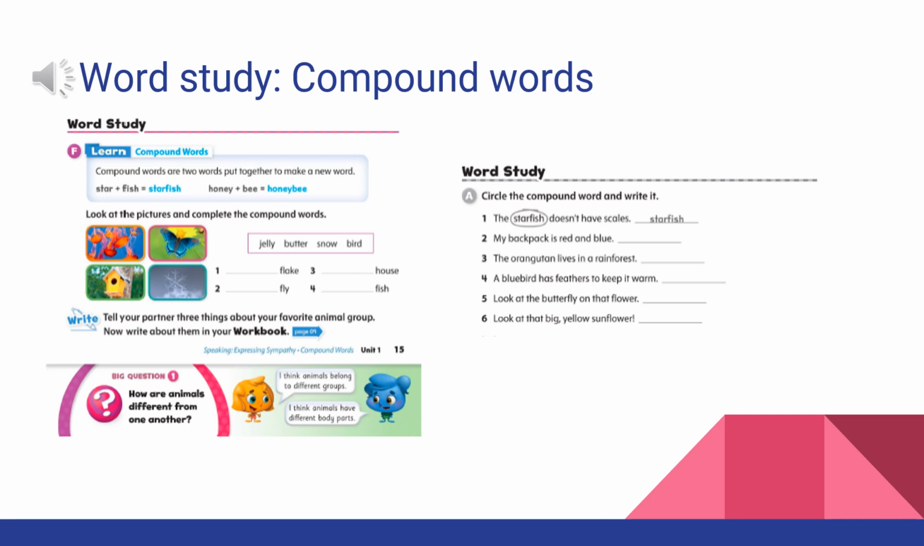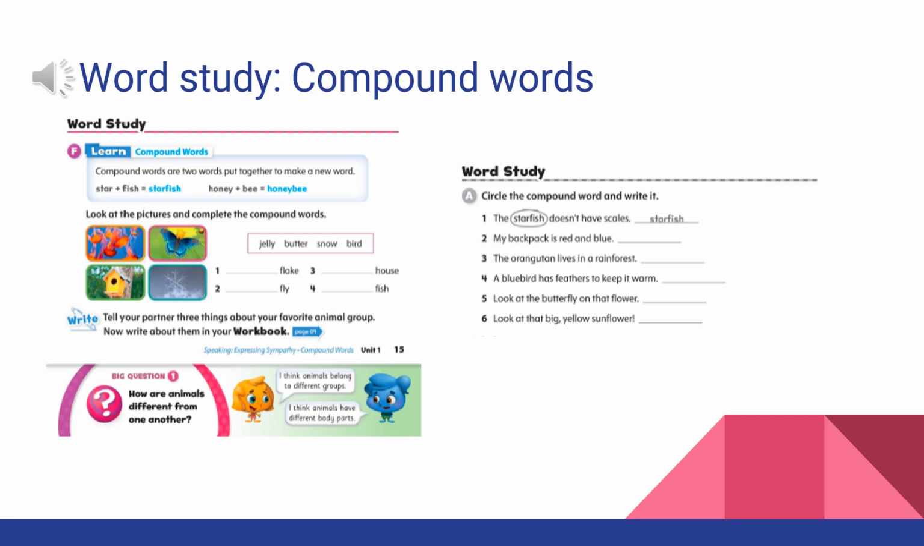Okay, students, come to page number 15 of your student book. There's one more topic left of grammar, that is compound words. If you look at the definition, compound words are two words put together to make a new word. When we combine two words together, it makes a compound word. Those two words are two different words, but when we combine them, it makes one word, that's what we call a compound word.